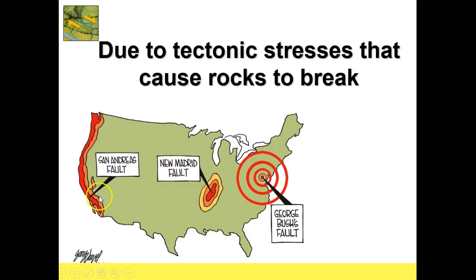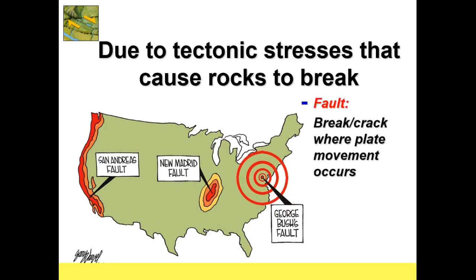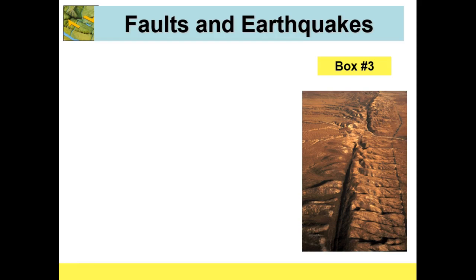So this was kind of cute. Here's obviously the San Andreas Fault, the most common fault line in the world. New Madrid Fault, and then some people of course jokingly blame that as George Bush's fault. A fault is simply a break or a crack where the plate movement occurs. This is an aerial view of the San Andreas Fault.